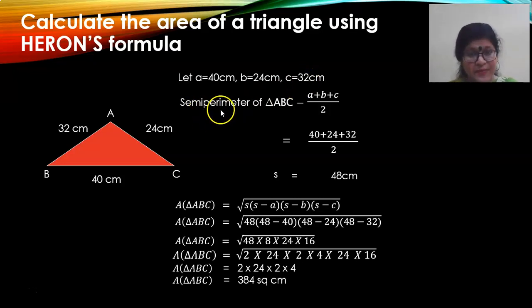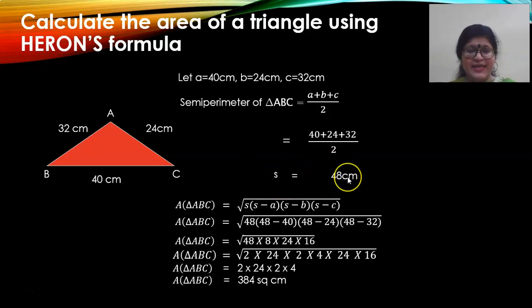Then you find out the semi-perimeter of triangle ABC. Semi-perimeter means half the perimeter. And you know that perimeter is a plus b plus c. It is the sum of the three sides of the triangle. You add them, 40 plus 24 plus 32. Divide them by 2 and you get the semi-perimeter as 48 centimeter. Students, I want you to make a note of this. So semi-perimeter is 48 centimeter.